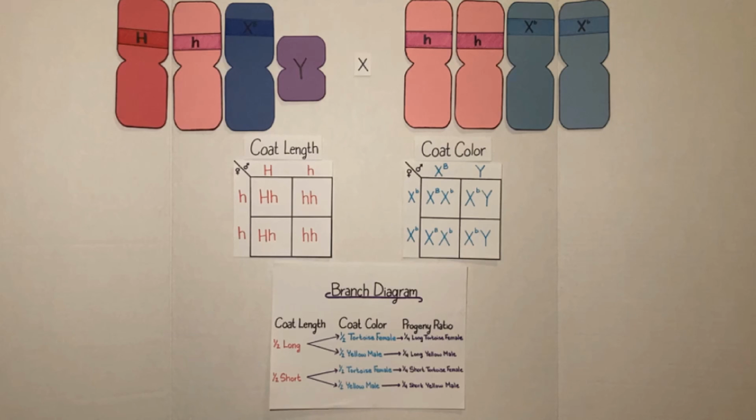Since all the female progeny will be heterozygous for coat color, expressing the tortoiseshell phenotype, none of them will be visually the same because of the randomized pattern of X inactivation.